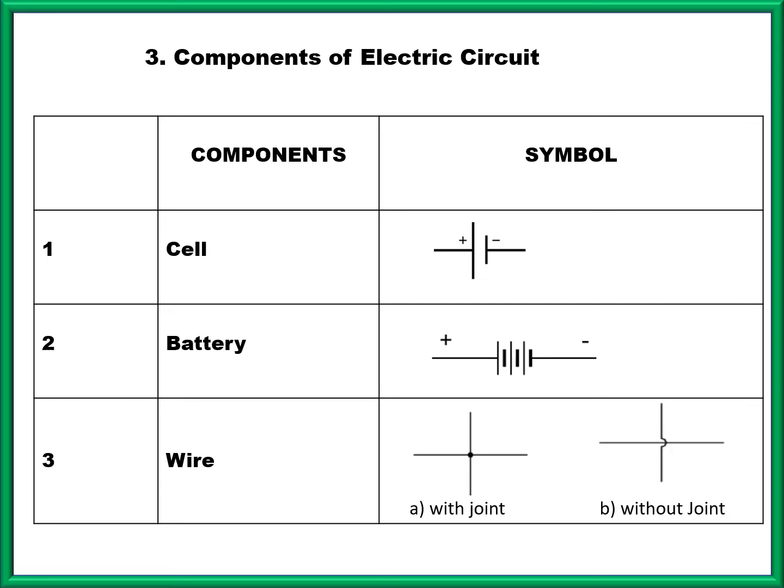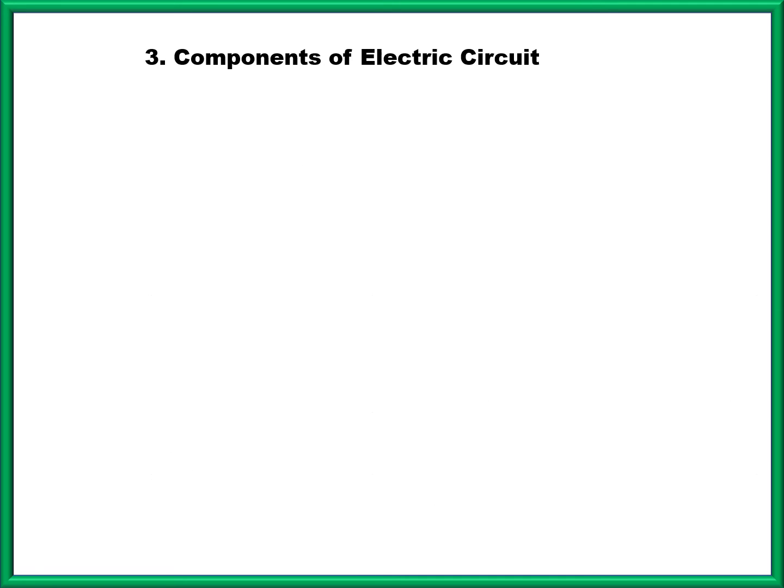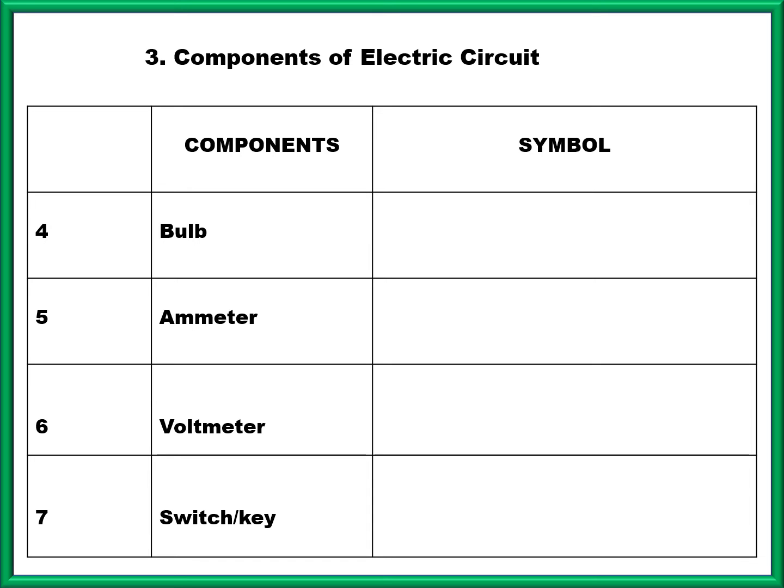So the first three components that we have studied are cell, battery and wire. These three are part of a circuit. We'll study more. The other components that we study are bulb, ammeter, voltmeter, switch or key. Bulb we draw like this. This is the conventional symbol that we use to draw a bulb in a circuit.